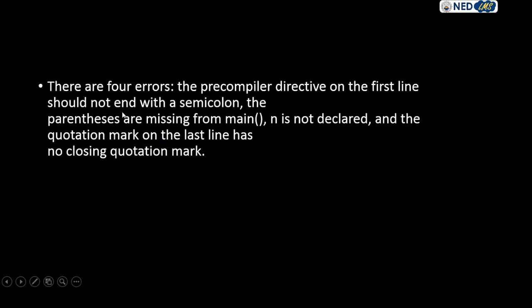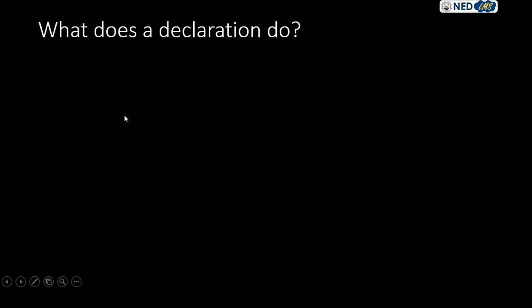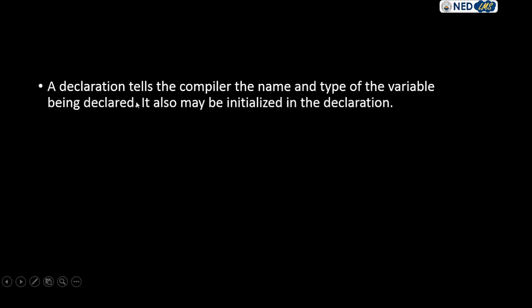There are 4 errors. The preprocessor directive on the first line should not end with a semicolon. The parentheses are missing, n is not declared, and the quotation mark on the last line has no closing quotation mark. What does the declaration do? Simple question. A declaration tells the compiler the name and type of the variable being declared.